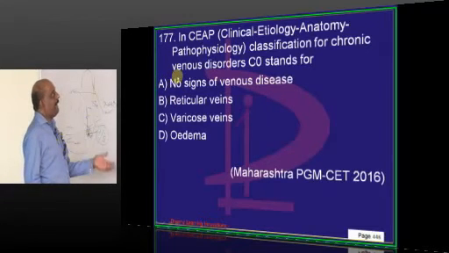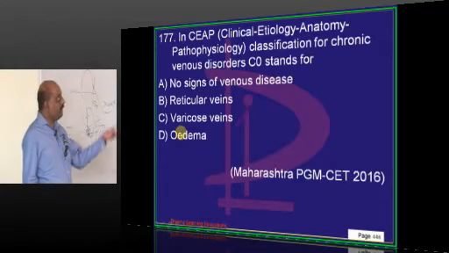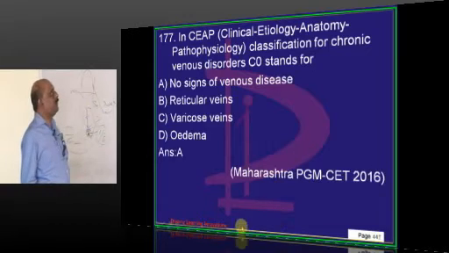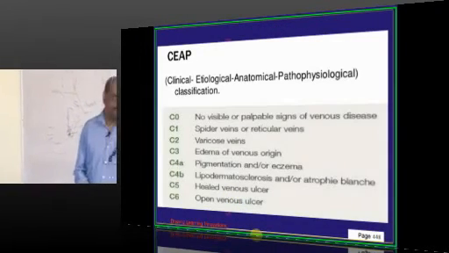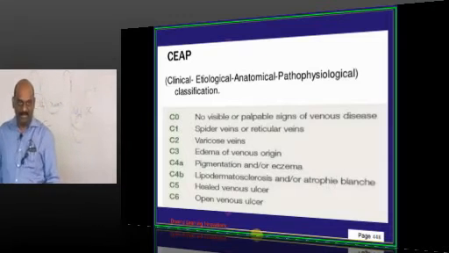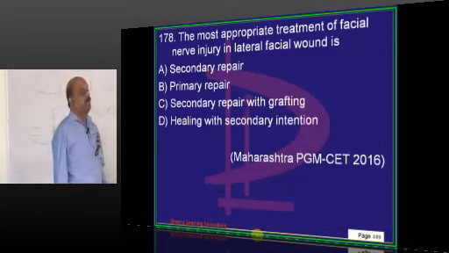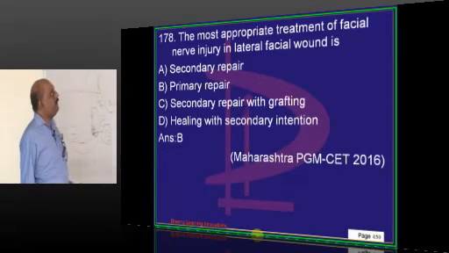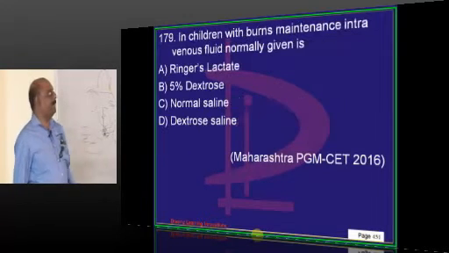Clinical etiology, anatomy, pathophysiology for chronic venous disorders. What does CEAP stand for? First of all, unless he told, we don't know. So leave it. This was just given for a little teasing. The examiner actually gave it, but such questions in exam, don't worry, nobody will answer. Whenever there is a lateral facial wound with facial nerve injury, what do you want to do? The protocol is to do primary repair.